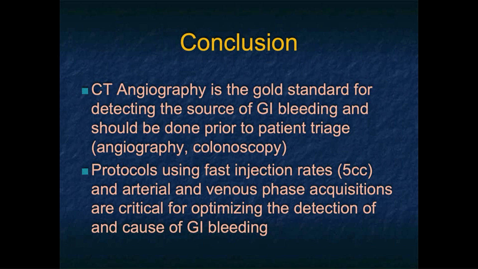So concluding then, CTA is the gold standard for detecting the source of GI bleeding. Again, protocol is very critical. Fast injection rates, multi-phase acquisition, and post-processing are all critical.